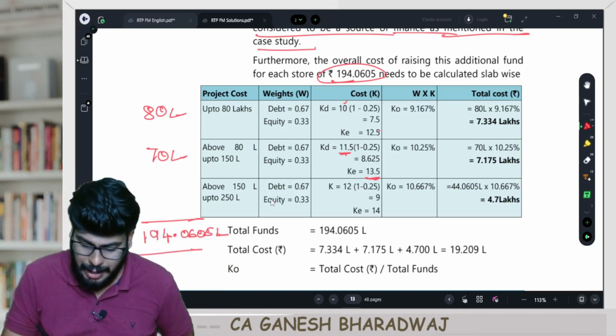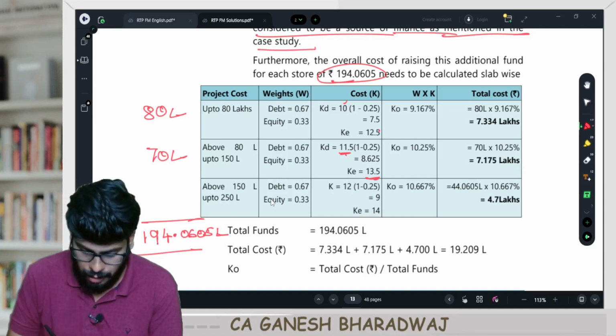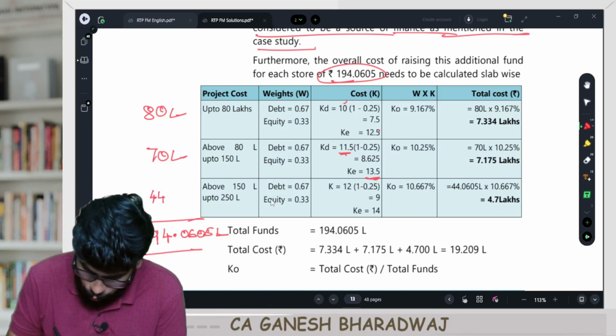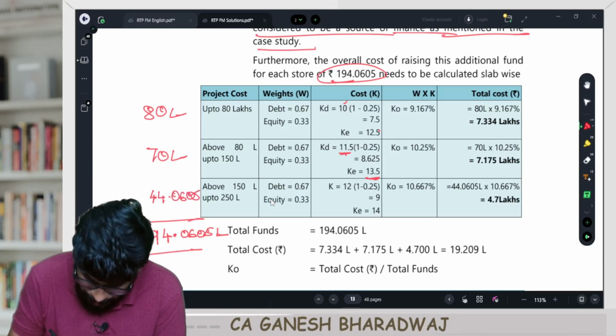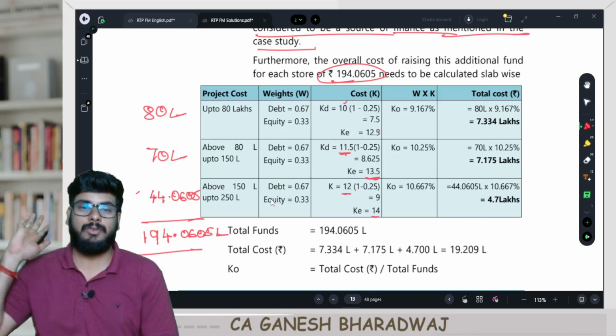How much extra do we need to raise? 150 we have raised till now. We need to raise a total of 194.0605. The extra 44.0605. For this 44.0605 lakhs, this is the KD and this is the KE. Are you clear with this?